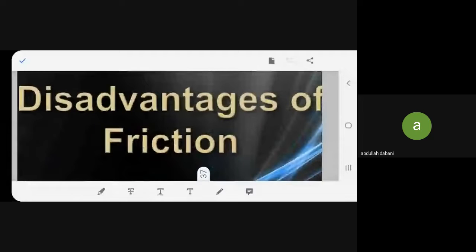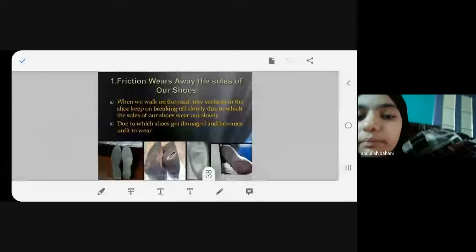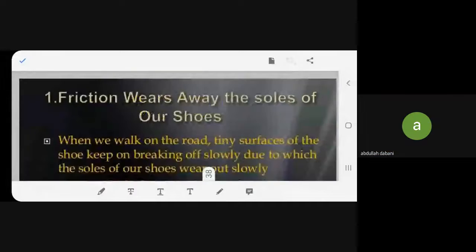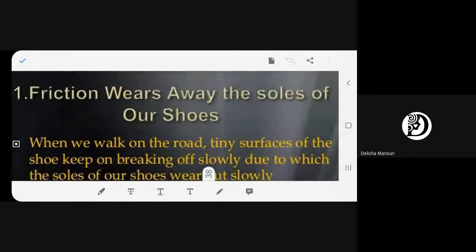Now, what are the disadvantages of friction? So advantages, I hope you have understood nicely. Now we are going to work on disadvantages. What are the negative aspects of friction? Let's see one by one. Please read.